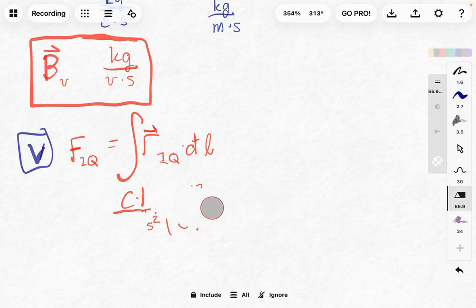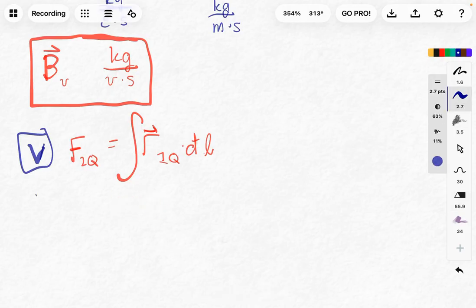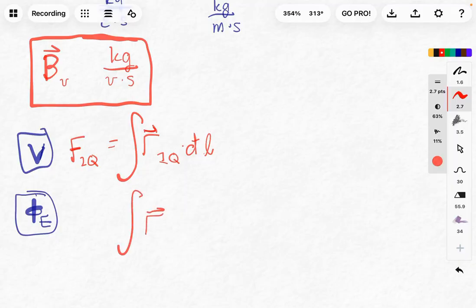Now let us look at electric flux. And remember, the definition for electric flux is just the integral of the electric field integrated over area. And the reason I cross my D's is to differ the D's from distance. So don't worry about that. That's just a special little thing I do.